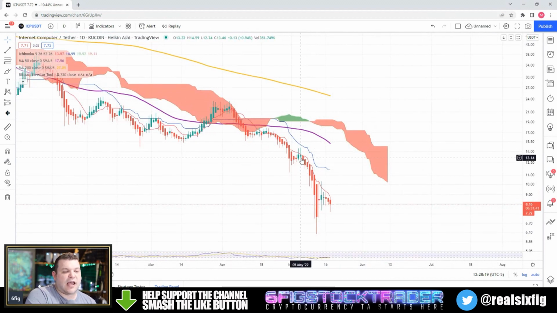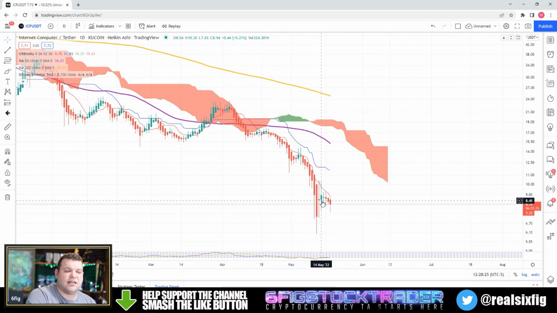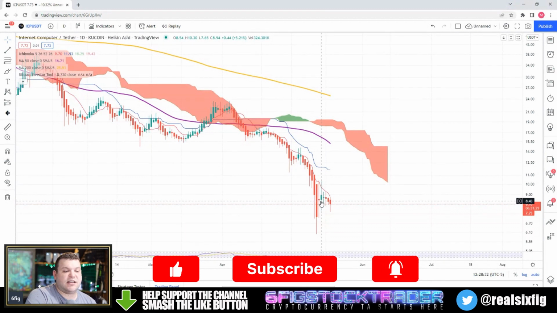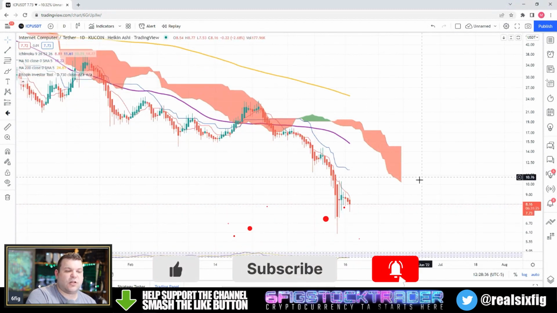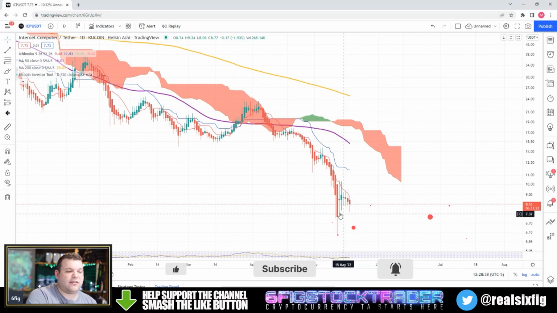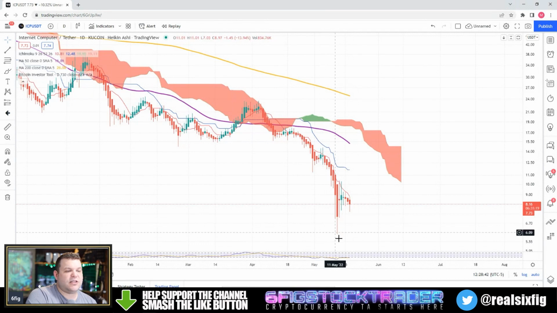We can see that ICP traded negatively for like 7 or 8 days. We got our first green candle May 14th. So that was kind of nice to see. But price action is still too far away from this Ichimoku cloud, in my opinion. So whether or not this is truly the bottom, only time will tell.